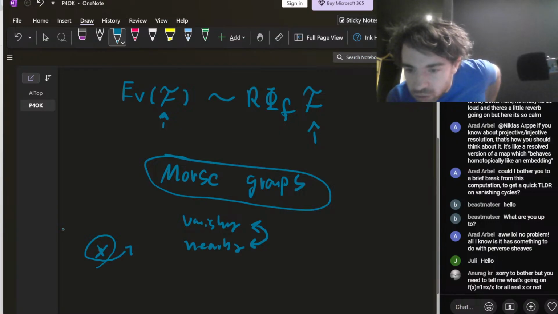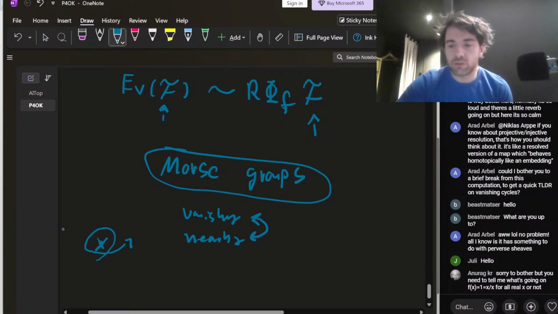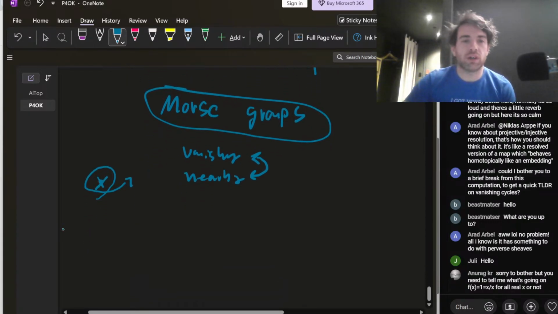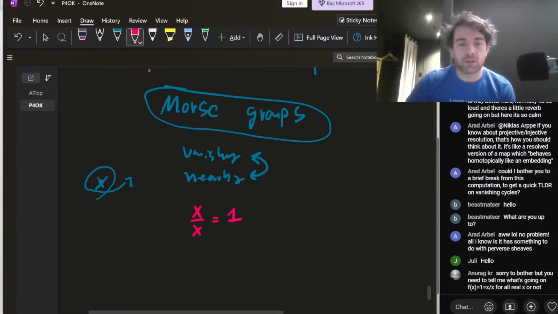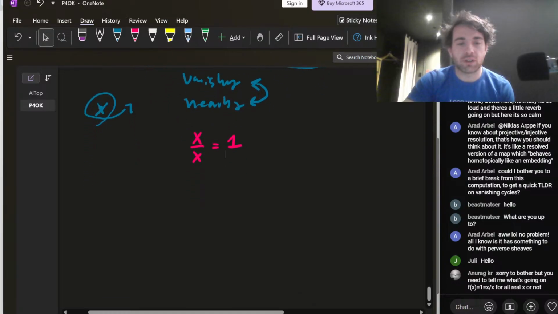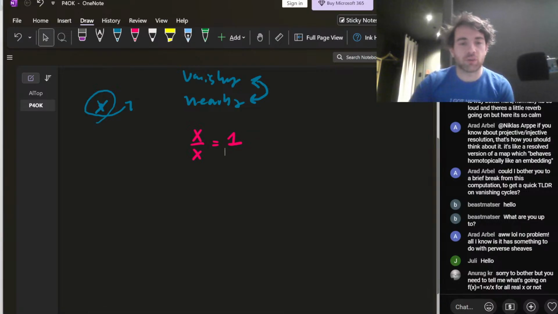Sorry to bother you, but I need to tell you what's going on with f of x equals x over x for all real x or not. The answer is no. So x over x, well, we have to be careful about what we mean. Just the symbols x over x, this does simplify to 1.